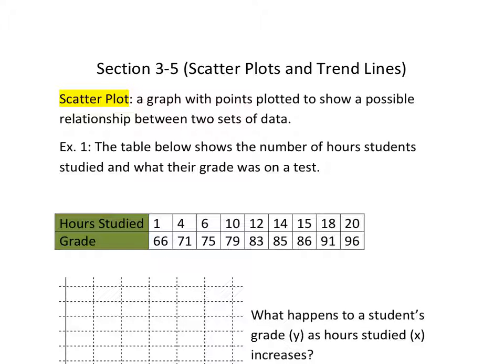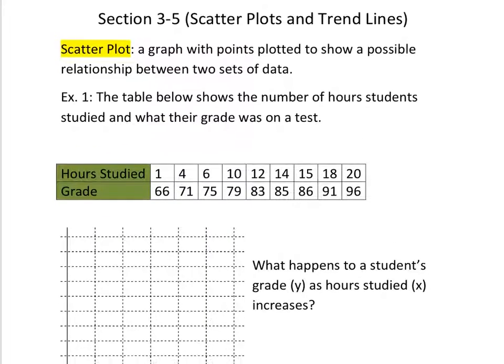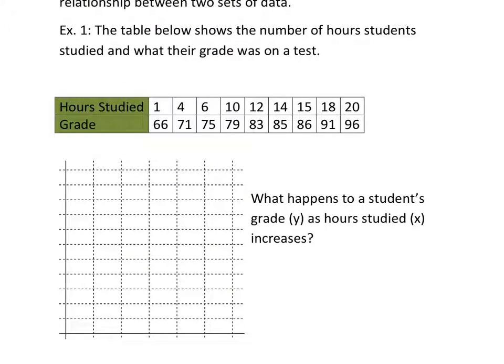Section 3.5 is about scatter plots and trend lines, again dealing with functions and relationships. A scatter plot is just a graph with points plotted to show a possible relationship between two sets of data. Just because you have a scatter plot does not mean there actually is a relationship.